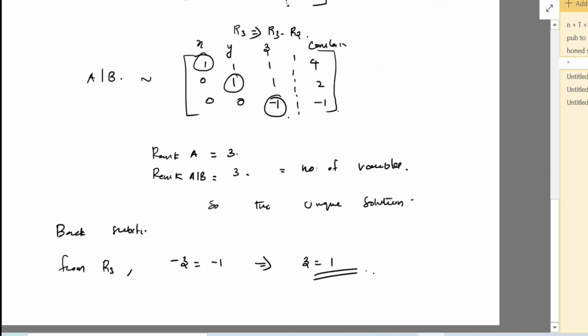So move on to the second row. From R2, the equation corresponding to R2 will be y plus z equal to 2.